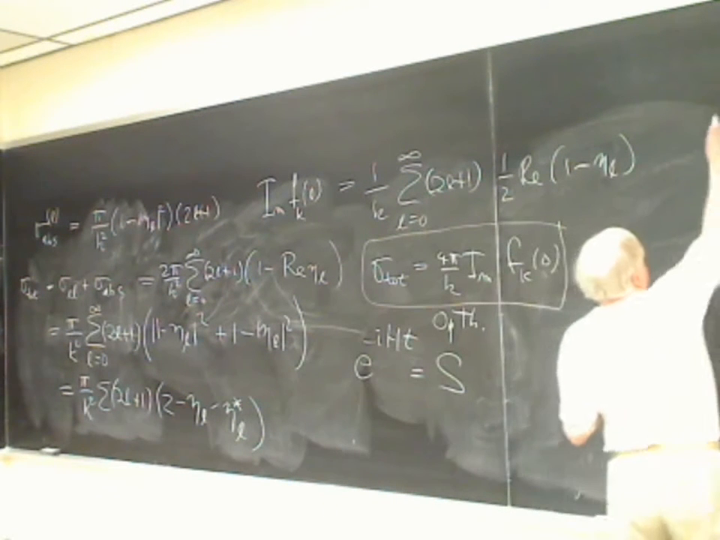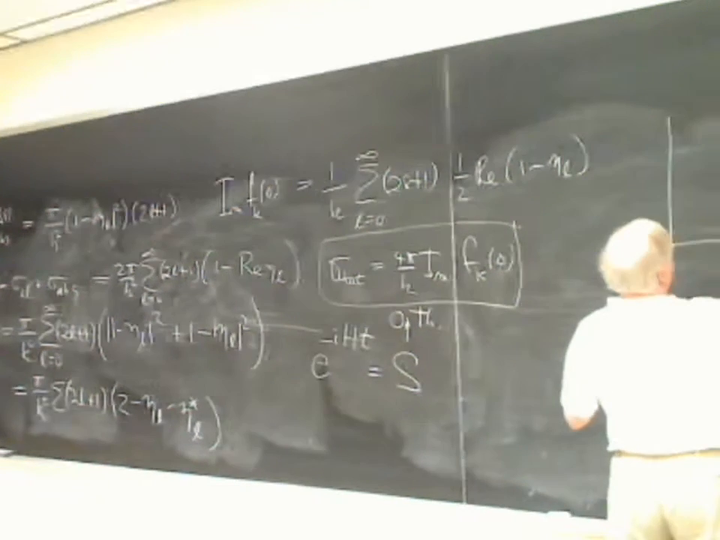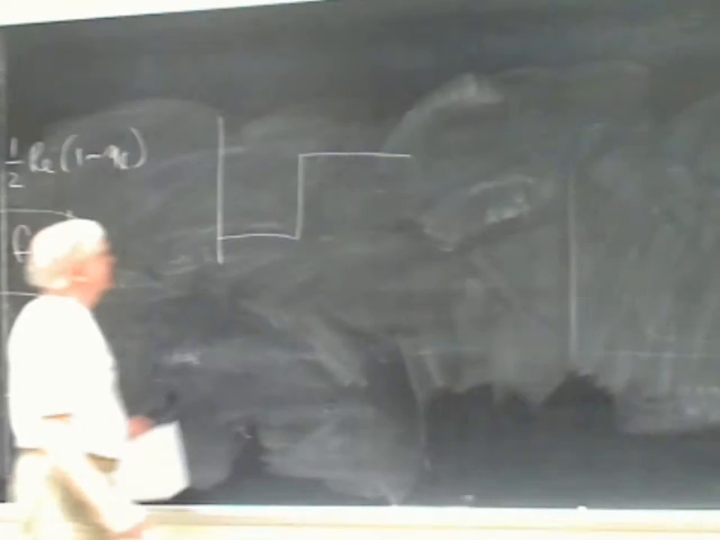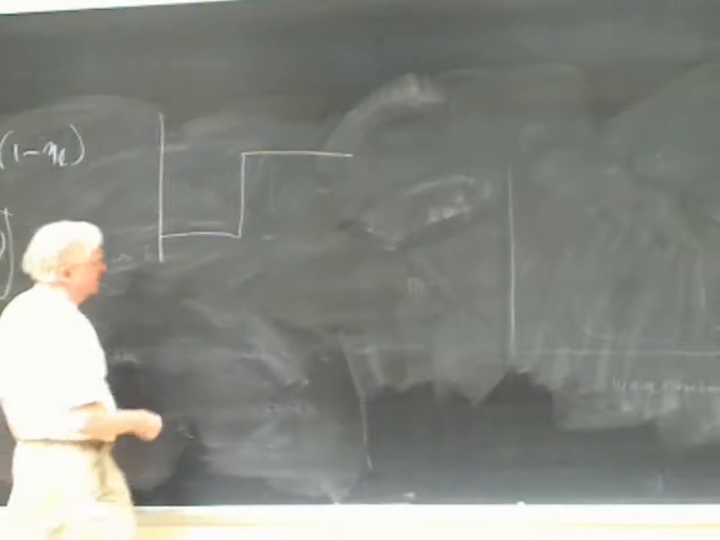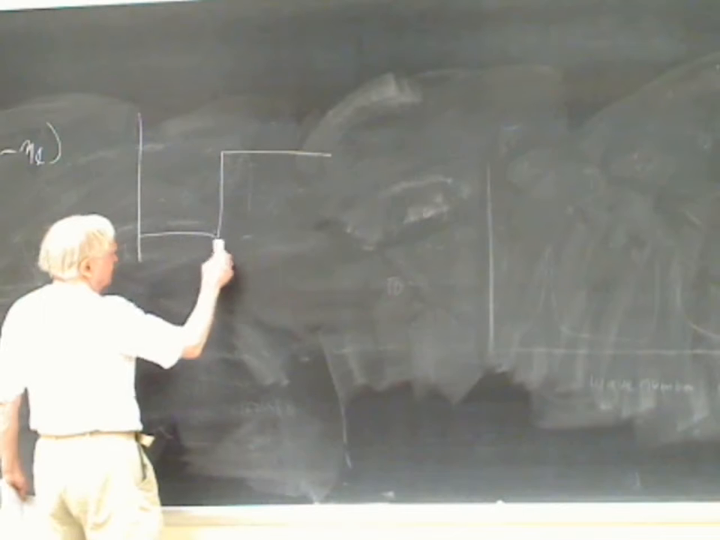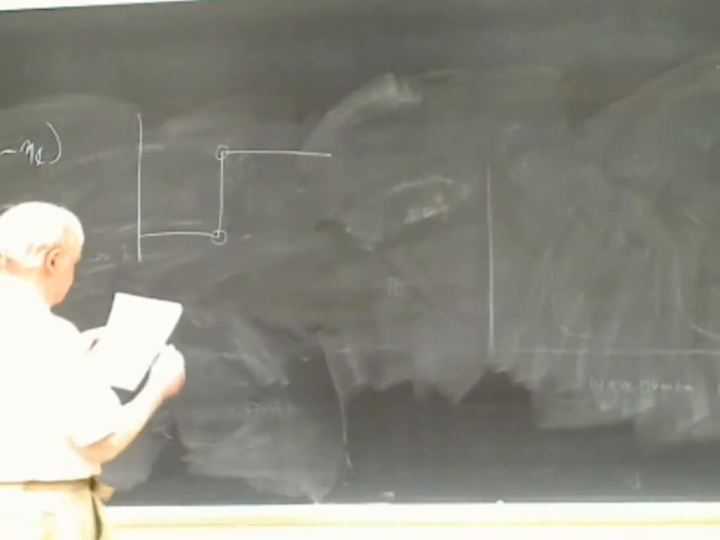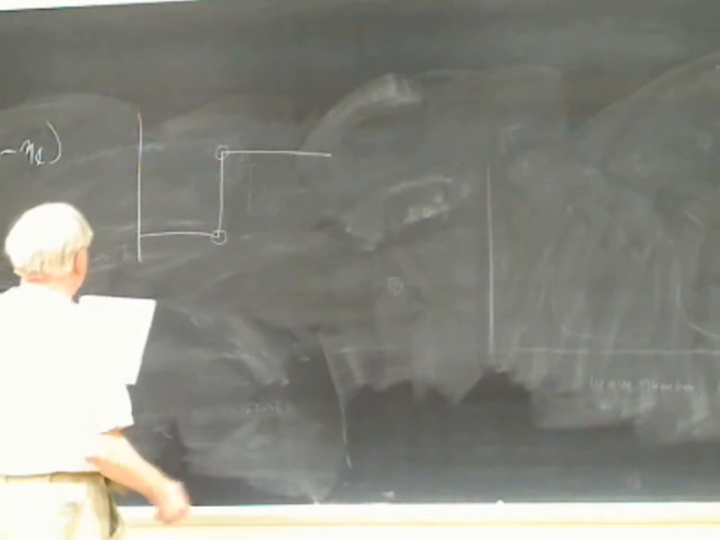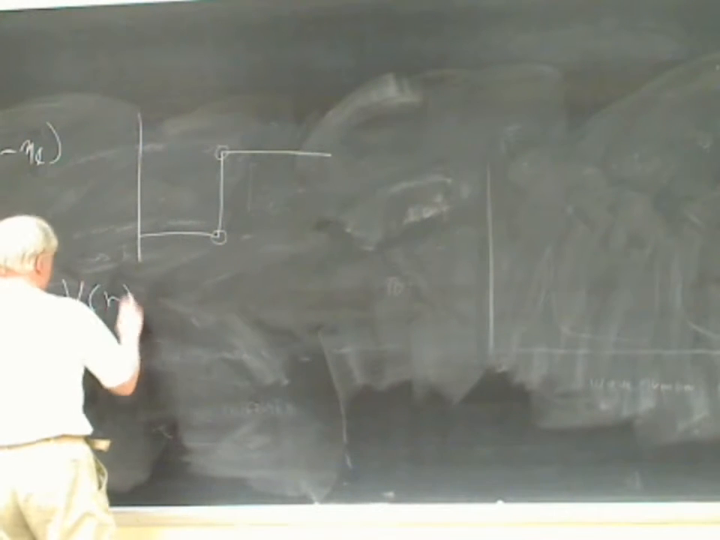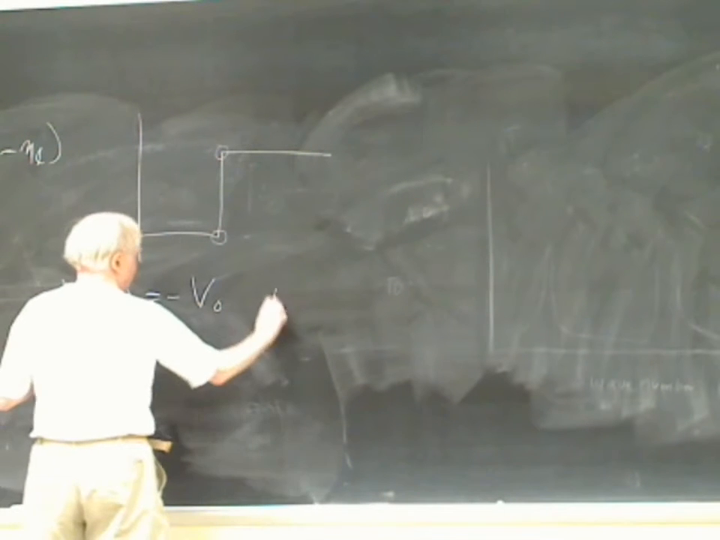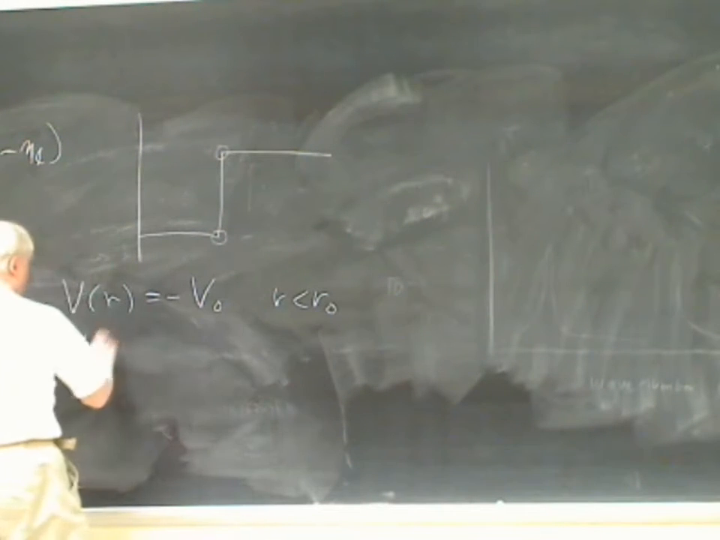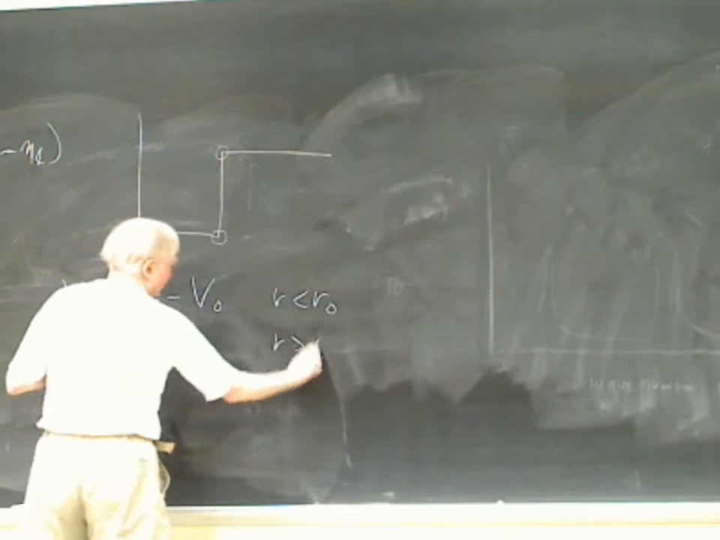All right, let's look at the potential. It's a square well to make it easy. Now, of course, there's something artificial here, this point and that point. That's a discontinuity in the potential that may introduce some artifacts, but I don't think they're serious in this case. The potential V of r, I'm going to take as minus V0 for r less than r0, and V of r is 0 for r greater than r0.